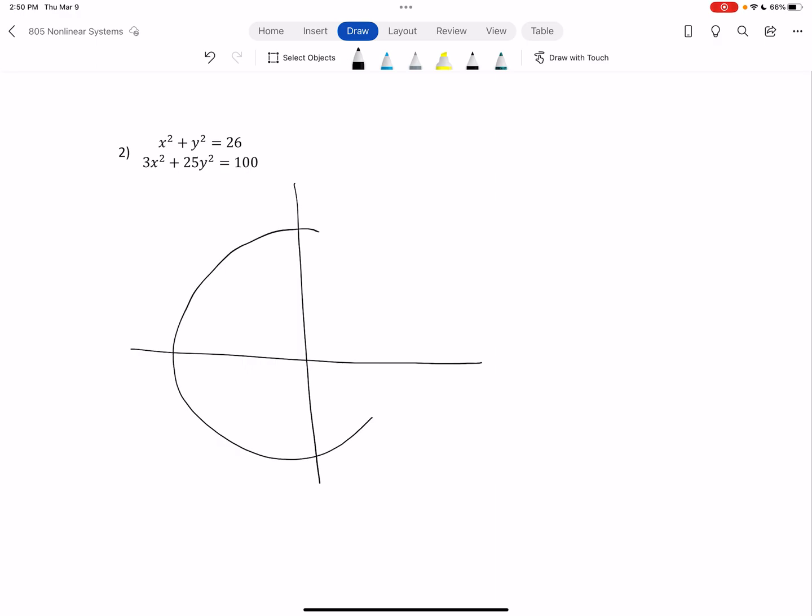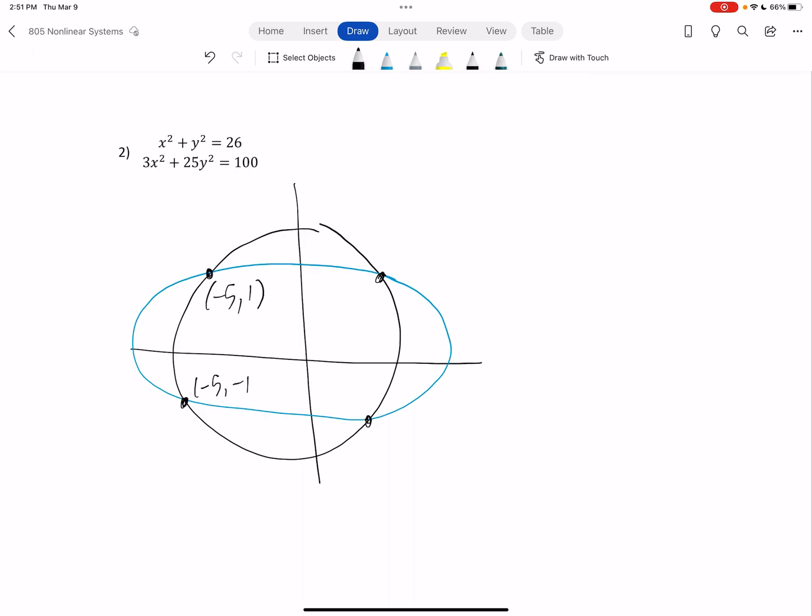So I have this circle. These drawings are bad. I have an ellipse. It crossed in 4 places there: negative 5, 1; negative 5, negative 1; 5, 1; and 5, negative 1. So 4 solutions to this one.